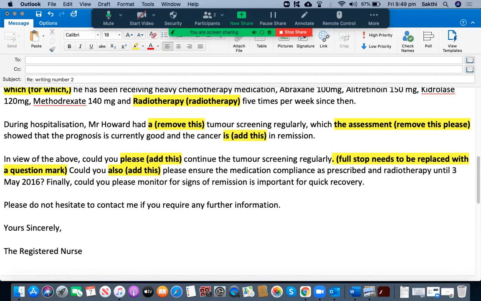What you should have done is, okay, I'm just changing here. Monitoring, just monitoring. You don't need to use, could you please monitor. So, could you please monitor can be replaced with monitoring. Finally, monitoring for signs of remission is important for quick recovery. Okay, good. So we don't need to use this question mark in all the sentences.